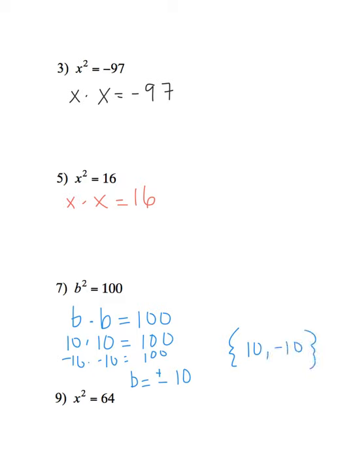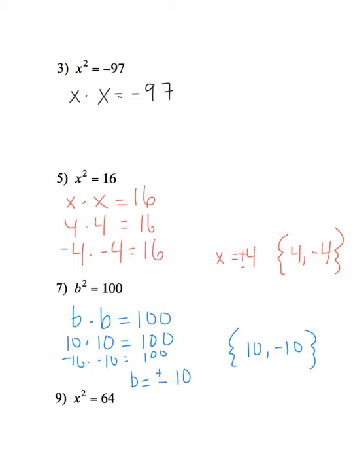For number 5, you'd say 4 times 4 is equal to 16, so x will be equal to 4. And also negative 4 times negative 4 is equal to 16. So it's going to be plus 4 and negative 4. Positive 4, negative 4, or in set notation, you would write it as 4, comma, negative 4.